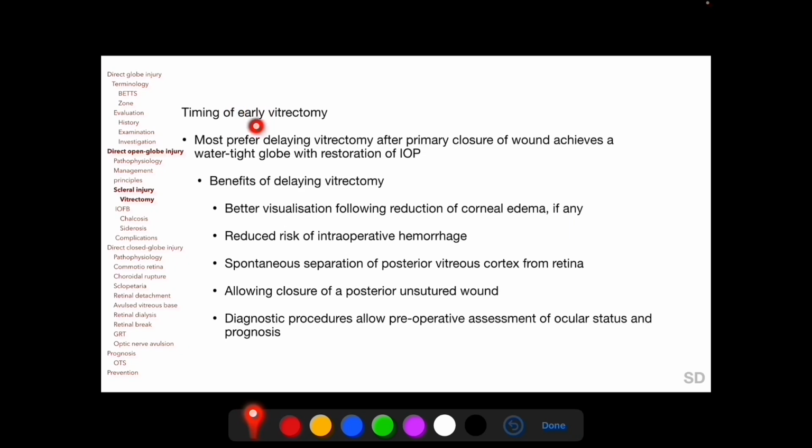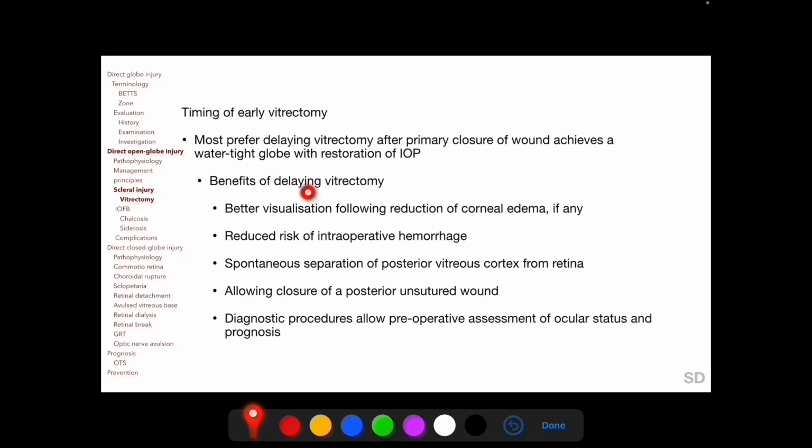Timing of this early vitrectomy can be immediate during the primary repair or immediately after the primary repair, or delayed between 5 to 14 days following the injury, and most prefer delaying vitrectomy after primary closure of the wound achieves a watertight globe with restoration of intraocular pressure.